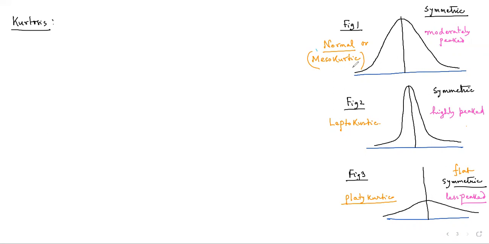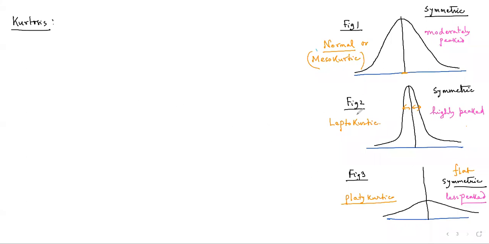Variation of the peakedness means that the points situated in the distribution are moderately deviated from the mean value of the data. Leptokurtic means they are less deviated from the mean value, so they are very close towards the mean value. This difference is very small over here. And platykurtic means they are highly deviated from the mean. So this is the difference between the three different types of curves.